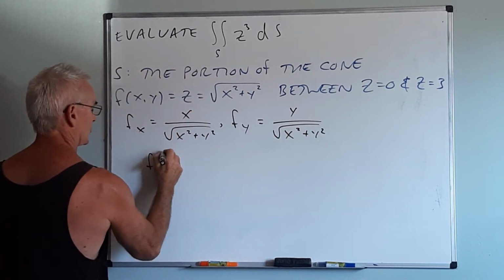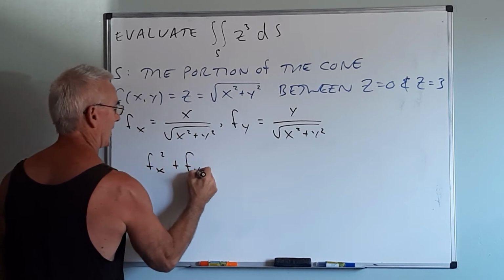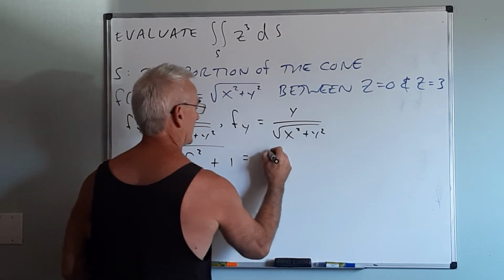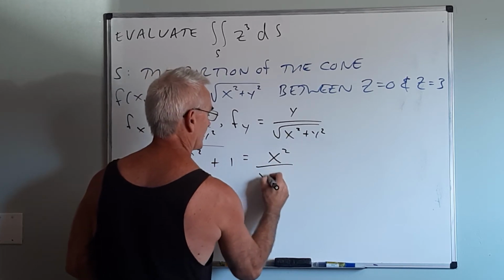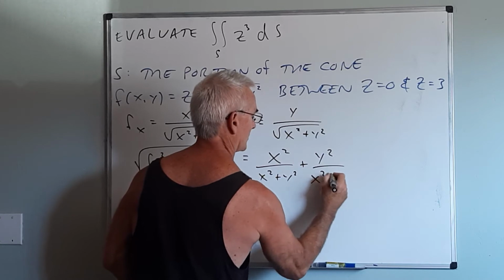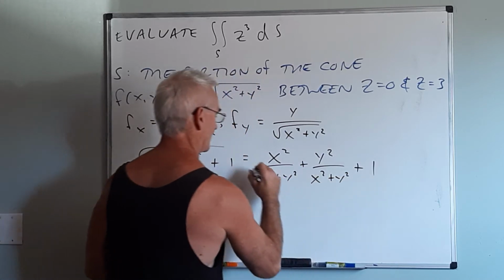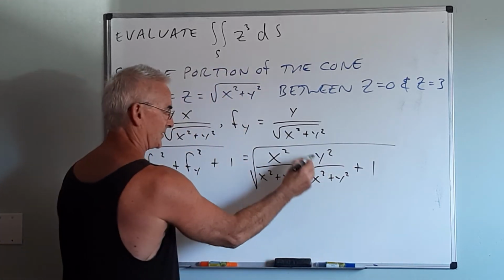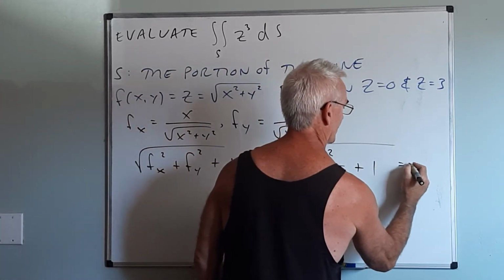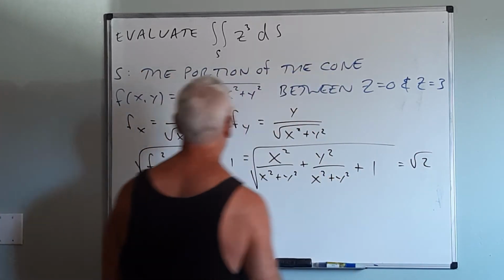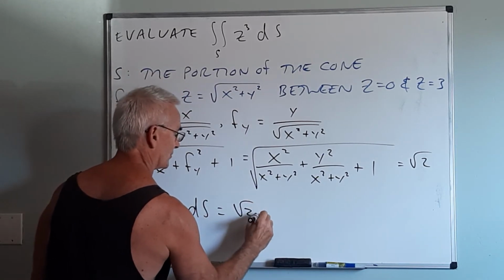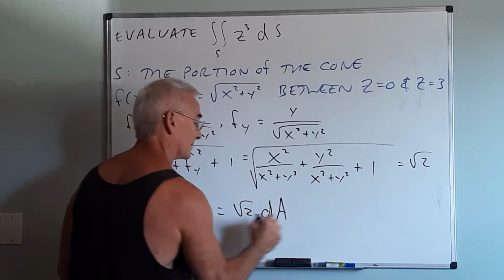Then fx squared plus fy squared plus 1 under the root would be x squared over x squared plus y squared, plus y squared over x squared plus y squared, plus 1. But if you notice, that adds up to 1 plus 1. This is just root 2. So therefore, ds is simply root 2 dA.